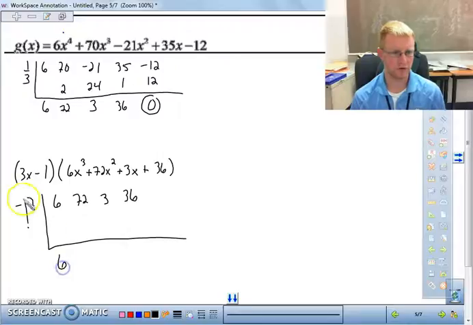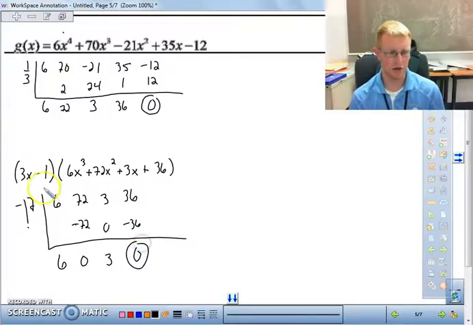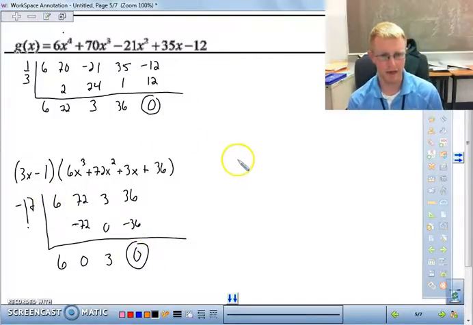So this will be 6. -12 times 6 is negative 72. And we get our negative 36, and we're down to 0 again. Okay, so therefore, we have now two factors.